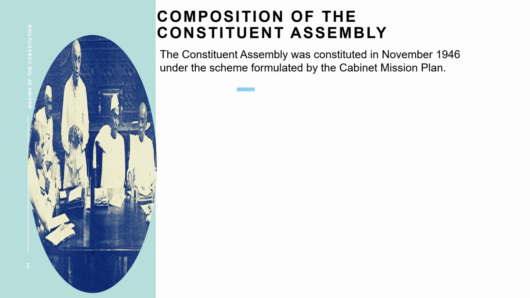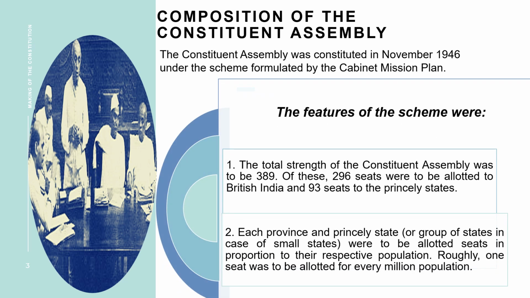Composition of the Constituent Assembly. It was constituted in November 1946 under the scheme formulated by Cabinet Mission Plan. The features of the scheme were: the total strength of the Constituent Assembly was to be 389. Of these, 296 seats were for British India and 93 seats for princely states. Each province and princely state was to be allotted seats in proportion to their respective population. Roughly one seat was to be allotted for every million population.